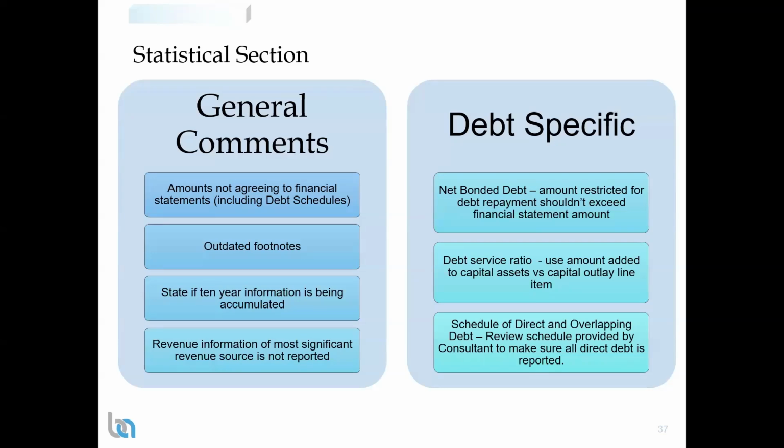These are some common errors for the statistical section. So again, amounts not agreeing to other amounts in the financial statements, outdated footnotes. A lot of you have footnotes where we're supposed to be disclosing things that you don't have to disclose every single year, but anything that significantly impacted a trend, where there was a big spike or a big drop, you want to footnote it and say, this was because of this reason. But that year maybe was 10 years ago or 15 years ago, so it's no longer applicable to the footnote.